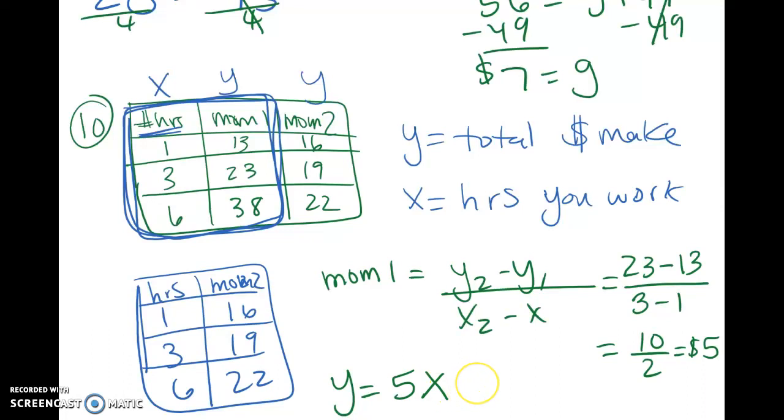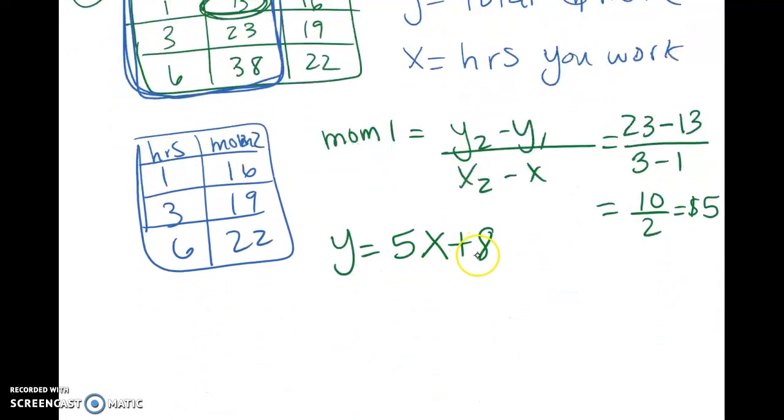How do we find what the initial amount is that she gives you? Can we do this a little logically? If you make $13 for working 1 hour, you know you got $5 for that hour, plus how much else did she give you? What was the initial amount she gave you? She gave you 13 for the whole hour. 8. Right? You made $13. 5 was because you worked 1 hour, so 8 has to be that initial amount that she gave you.